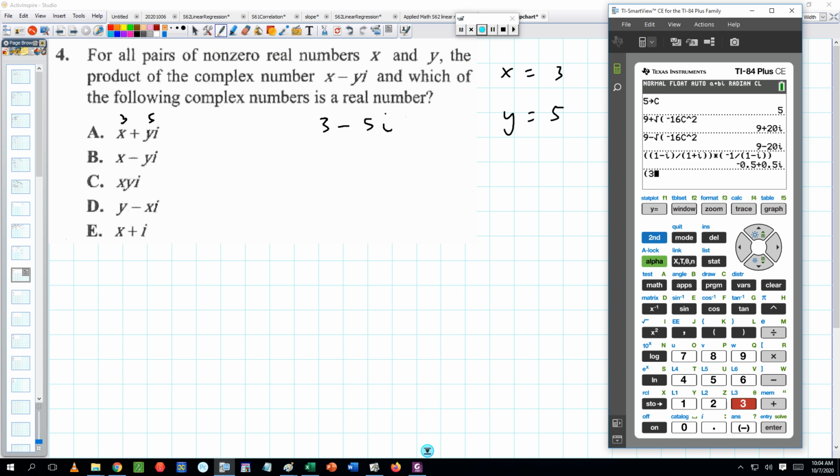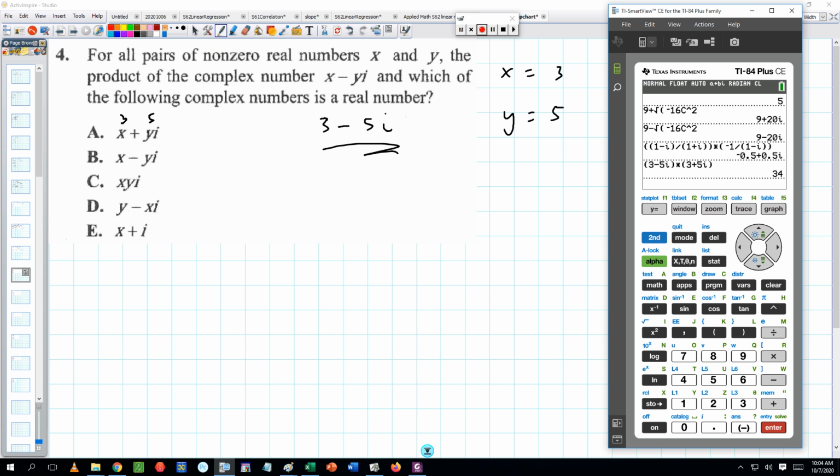Parentheses, 3 minus 5 second i, that's this part. I'm going to multiply that with choice A, 3 plus 5 second i. 34, that is a real number. Choice is A. Let me show you the other ones. The second one, I need to go 3 minus 5i. If I go second enter and I backtrack and make this 3 minus instead, it's not a real number. You have that i part. So A will be the only one that checks.